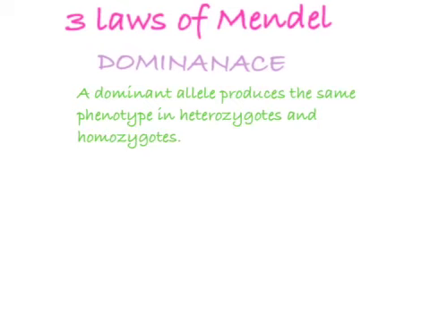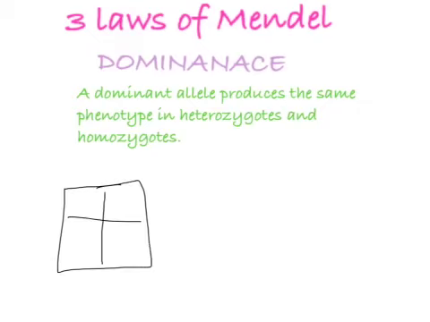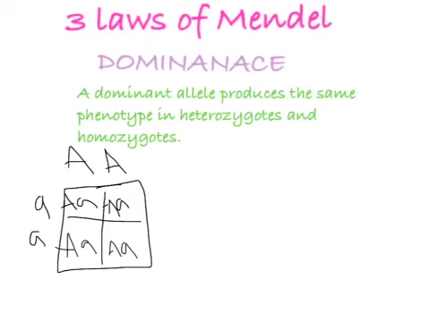First law of Mendel, dominance. A dominant allele produces the same phenotype in heterozygous and homozygous. The capital A represents the color yellow, and the lowercase a represents the color green. All generations are yellow because capital A is dominant.